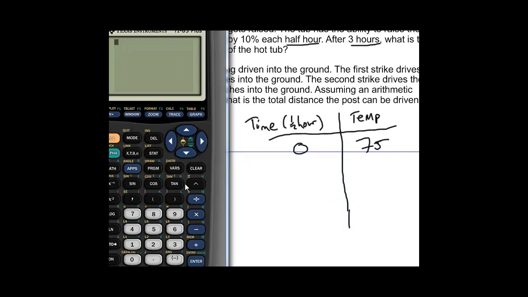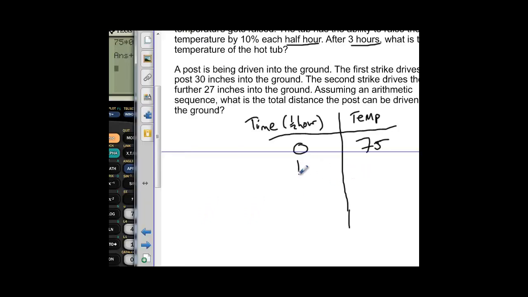Now it goes up by 10% each half hour. So if you were to do 75 times 10%, the temperature went up by 7.5 degrees. So if you were to add the 7.5 degrees to the 75 that you had already, after 1 half hour, now keep in mind, this time right here is not in hours, it's in half hours. So after 1 half hour, the temperature is now at 82.5.